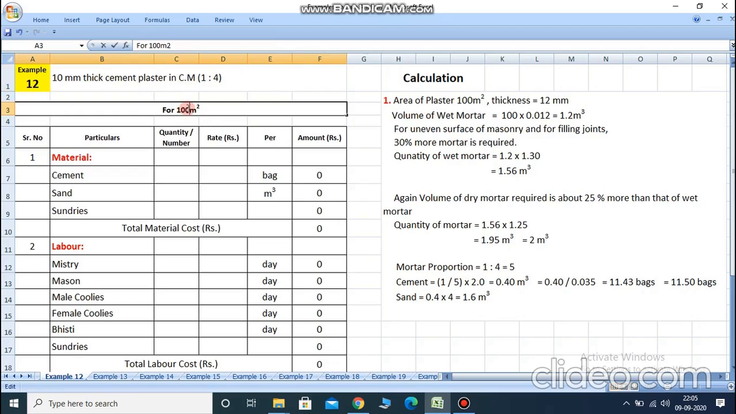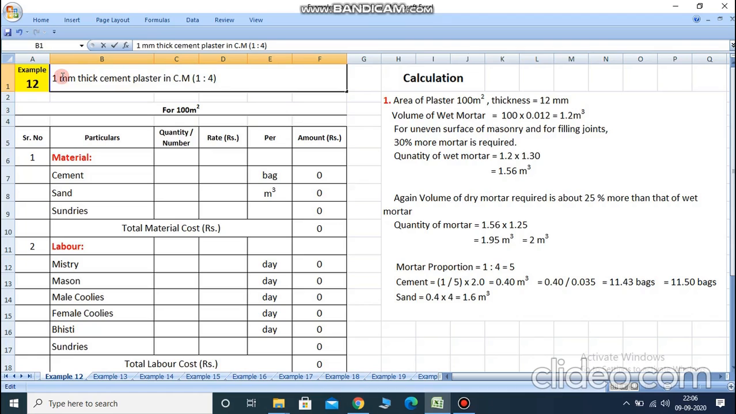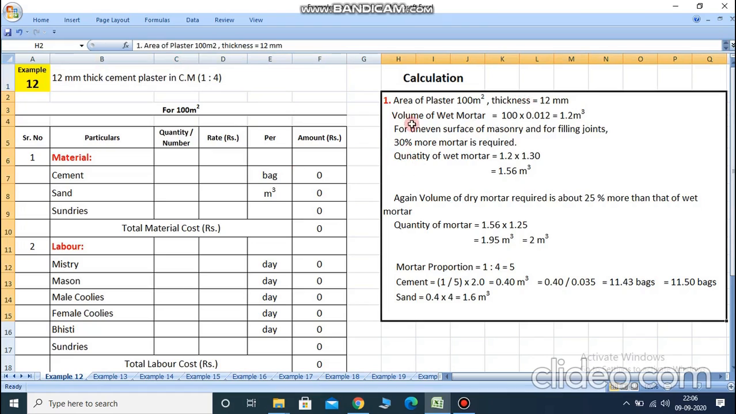For the calculation of plaster work we take 100 meter square. So the area of plaster is 100 meter square, and the thickness is 12 mm. Not 10 mm, the thickness given here is 12 mm. The volume of the wet mortar is equal to 100 meter square multiplied by 12 mm. Converting 12 mm to meter, 100 multiplied by 0.012 gives 1.2 meter cube quantity of wet mortar to complete the 100 meter square plaster work.